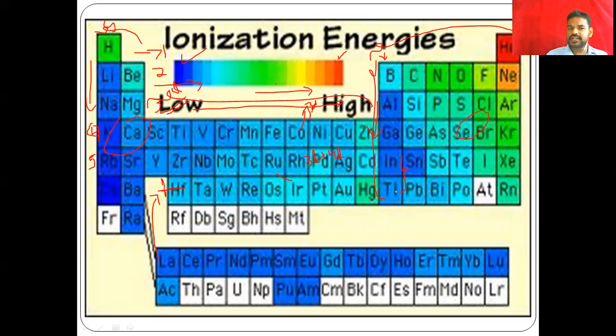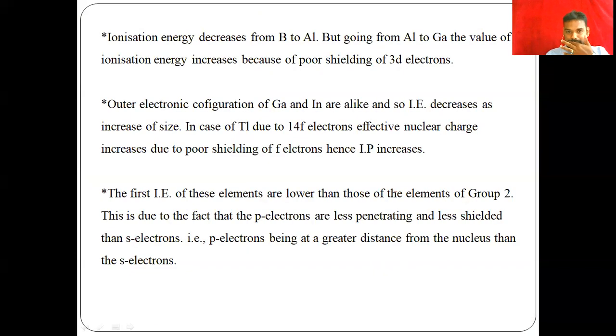Because of the poor shielding effect, what happens? From indium to thallium, the electrostatic force of attraction becomes more and more here. Then the ionization energy increases from indium to thallium, and these are the different reasons here.